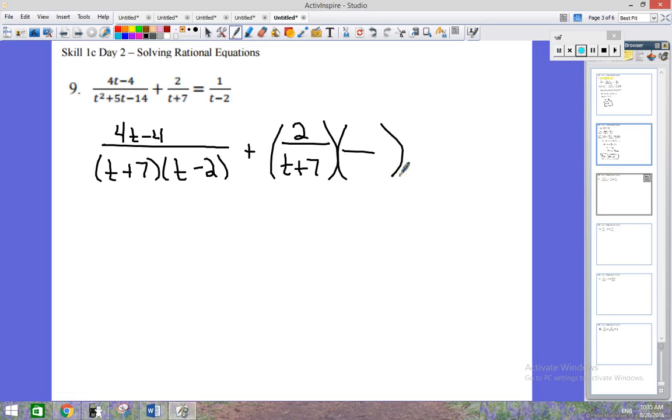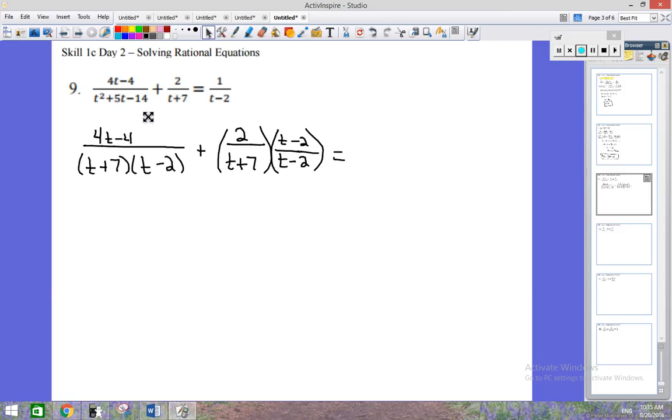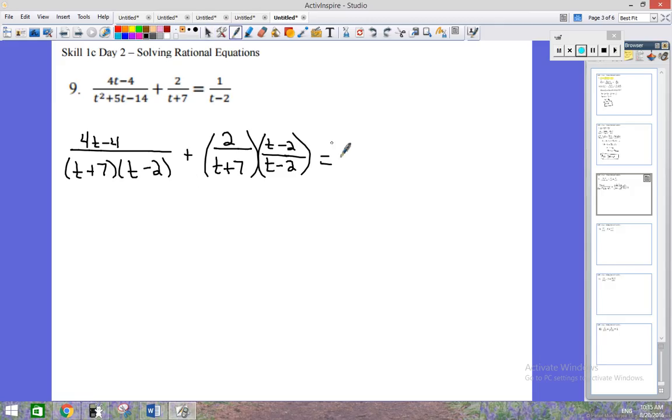So again, we can't just come in and put the t minus 2 there unless we put it in the numerator, because this fraction simplifies to 1. And 1 is the multiplicative identity. Whenever you multiply by 1, you get the identical thing back. We have 1 over t minus 2. We have t plus 7.